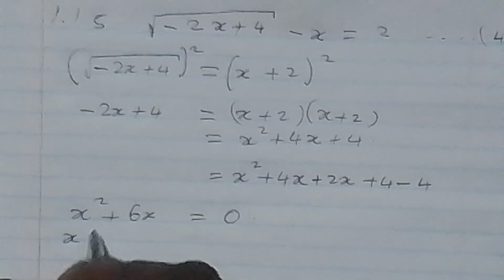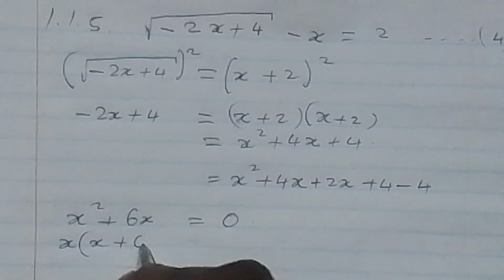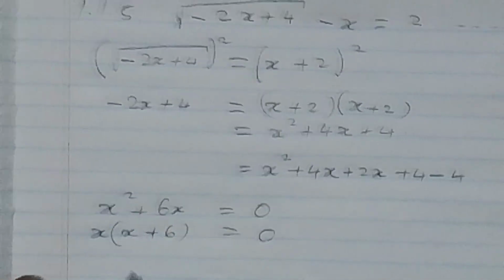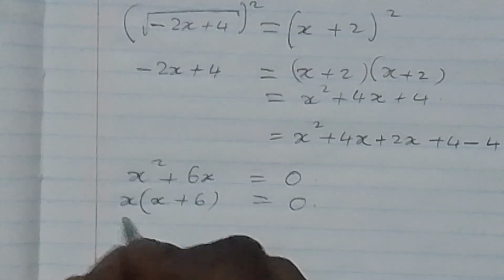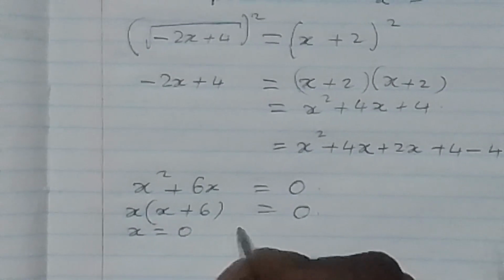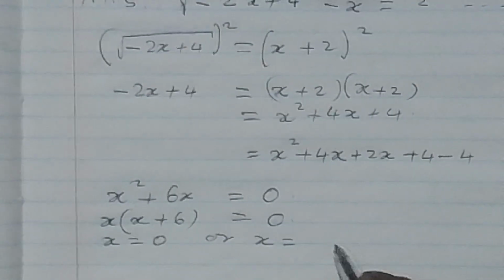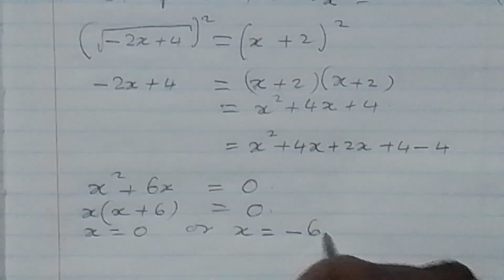Take a common factor of x. It's x times x plus 6 equals 0. This is in factor form. Therefore, x equals 0, or x equals minus 6.